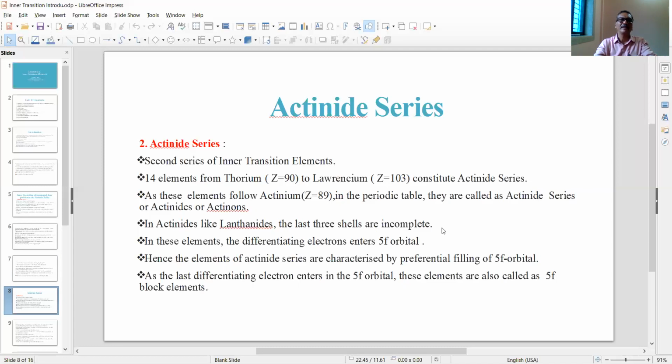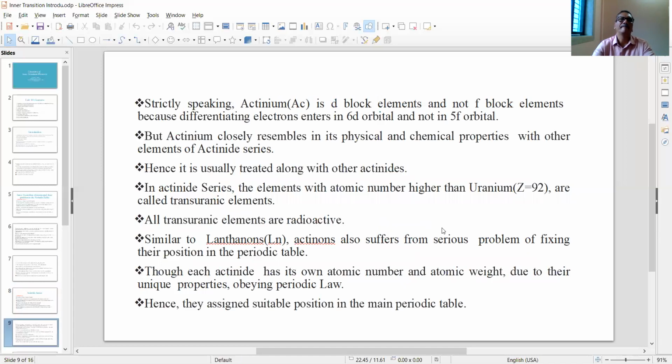So in actinides also, like lanthanides, there are 3 different cells, the last 3 cells being incomplete: N, N-1 D and N-2 F. But here the differential electrons enter into the 5F orbital, not the 4F orbital. That's why the elements are characterized by the progressive filling of the 5F orbitals. Since the last differential electron enters the 5F orbital, the elements are also called 5F block elements. That is why the naming is given as 5F.